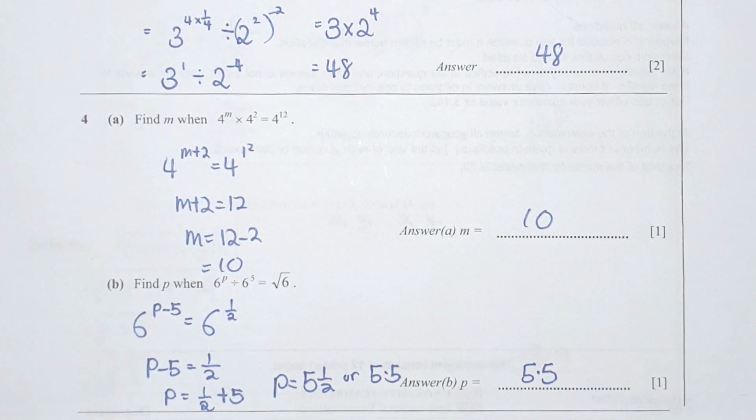Question 4, same thing, a continuation of the indices topic. So the multiply here will become plus on the power side. Reason being, their base is the same. So 4 to the power of m plus 2 equals 4 to the power of 12. m plus 2 equals 12. m equals 12 minus 2. So your final answer for m will be 10.